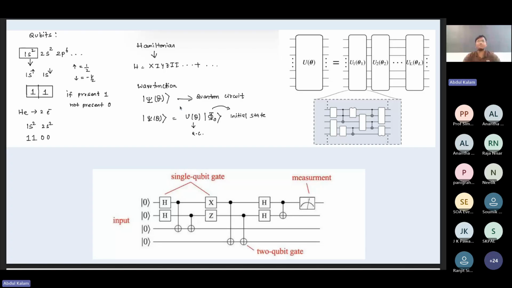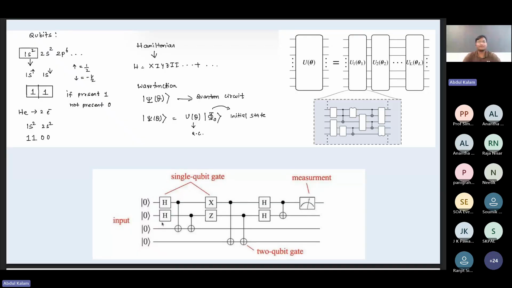Let us suppose we start from an initial state phi naught. We act a unitary onto it, and this unitary is the quantum circuit, which can look like a combination of different unitaries. Inside the unitary, these quantum circuits are present, and the quantum circuits are made up of single-qubit gates, two-qubit gates, measurement, and the input state that we are preparing, and so on.